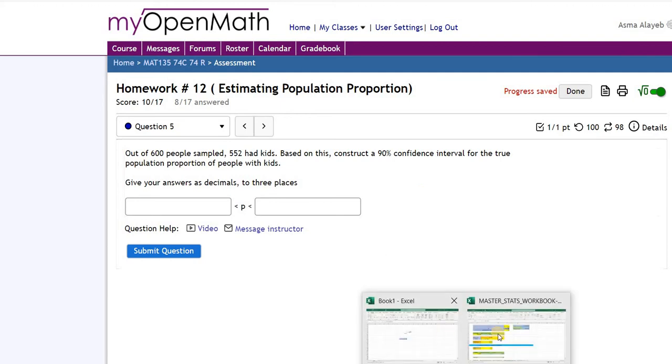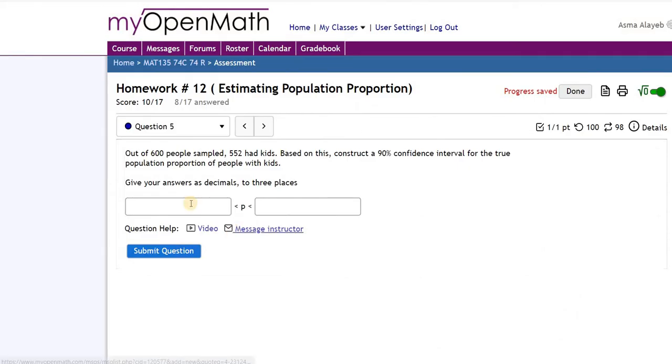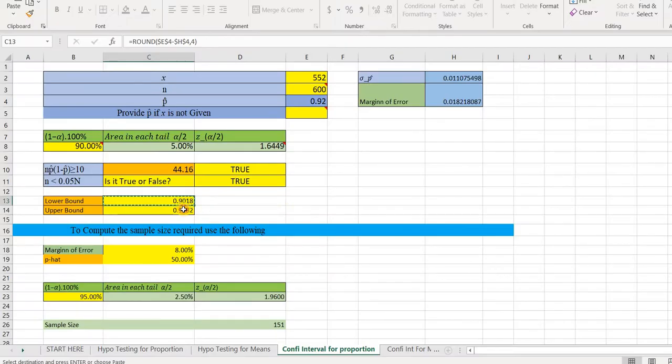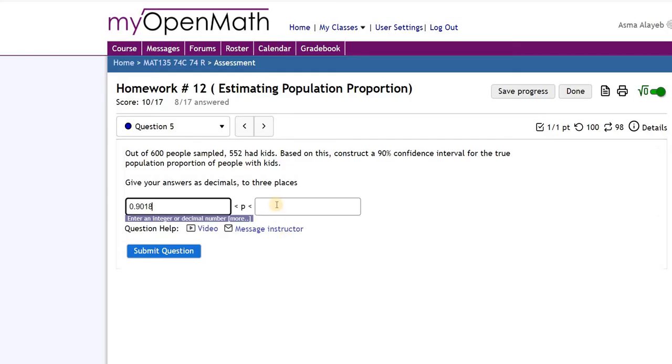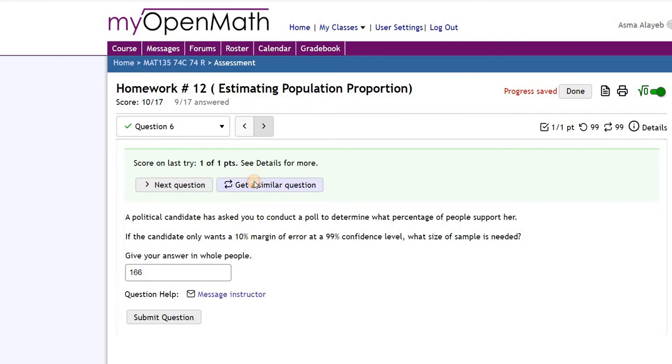So I'm just going to go to this Excel sheet and plug in my information. X is 552, N is 600, and then P hat, we don't have it, so I'm going to delete it. The level of confidence is 90%. Now I need the lower bound. I'm going to copy the lower bound and paste it over here, and I will copy the upper bound and paste it over here. So that is how you answer this type of question.